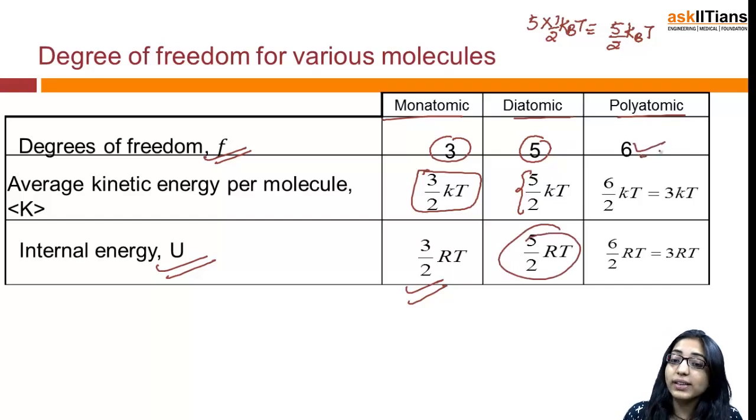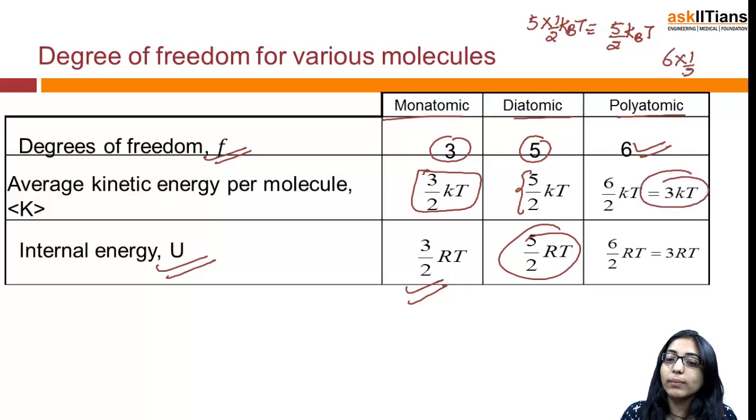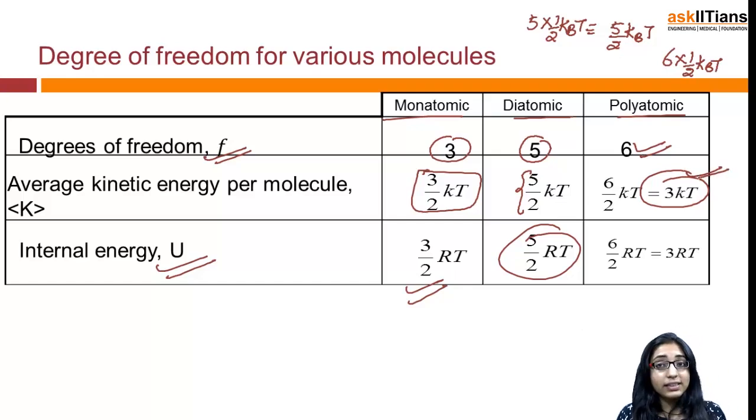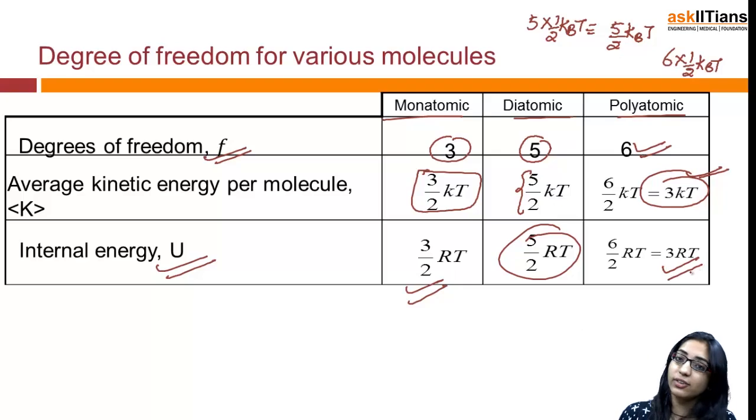For polyatomic, the number of degrees of freedom is 6. The average kinetic energy per molecule is going to be 6 into 1/2 kBT, which comes out to be 3 kBT. And hence, for Avogadro's number of molecules, you have 3 RT.